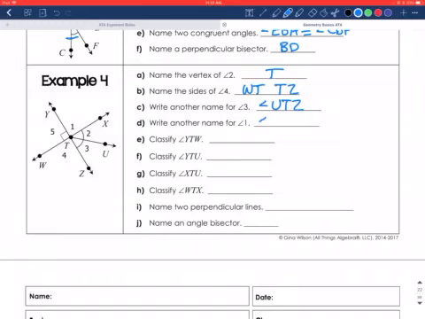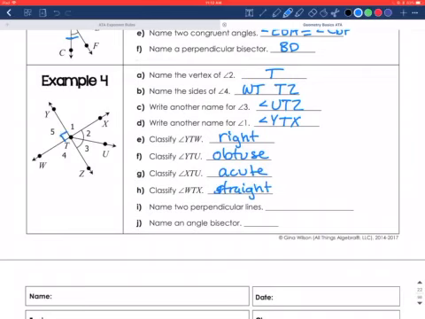Write another name for angle 1. So we can call that angle YTX. So classify, these are the four different types of angles. YTW would be a right angle. YTU would be obtuse. XTU would be acute. And WTX would be straight.